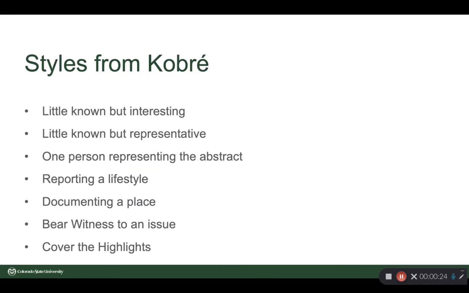So in your Cobre reading, you should have picked up that there are several styles of photo story that he presents. There's little known but interesting. There's little known but representative, where you pick one thing to represent a genre. You have one person representing the abstract, and that's an easy way to cover a more abstract concept. You can report on a lifestyle. You can document a place. You can bear witness to an issue, and you can cover the highlights.